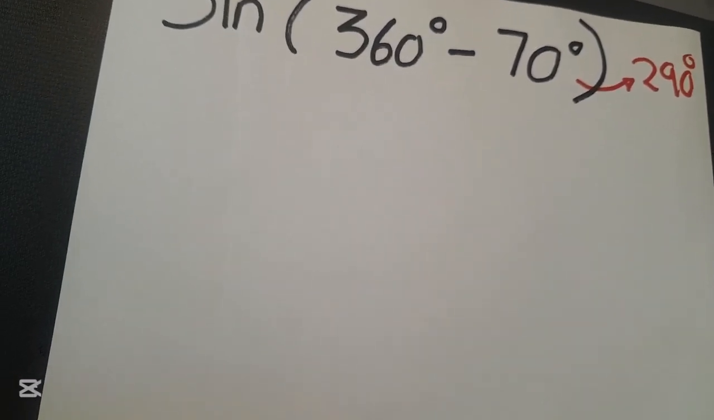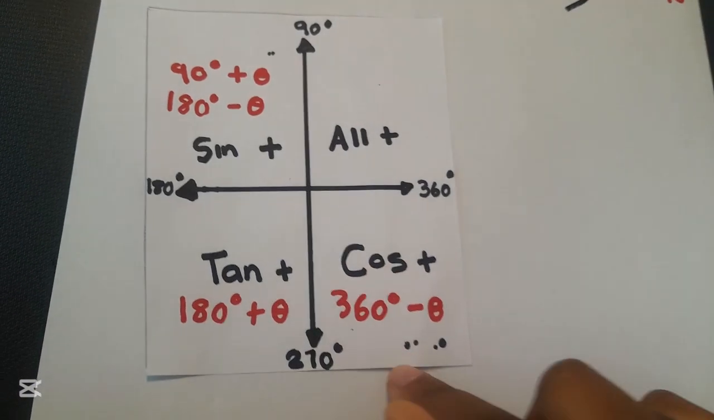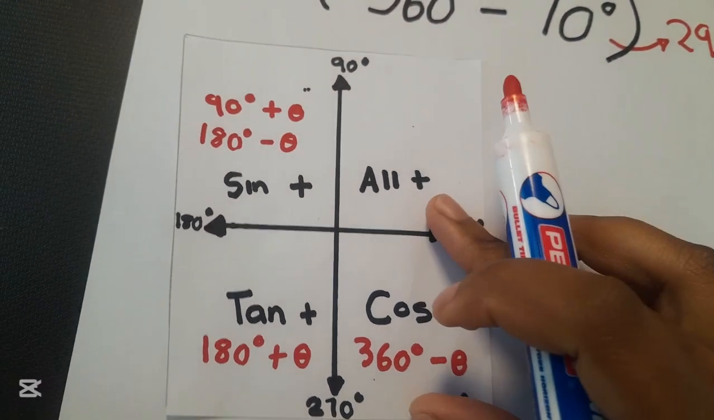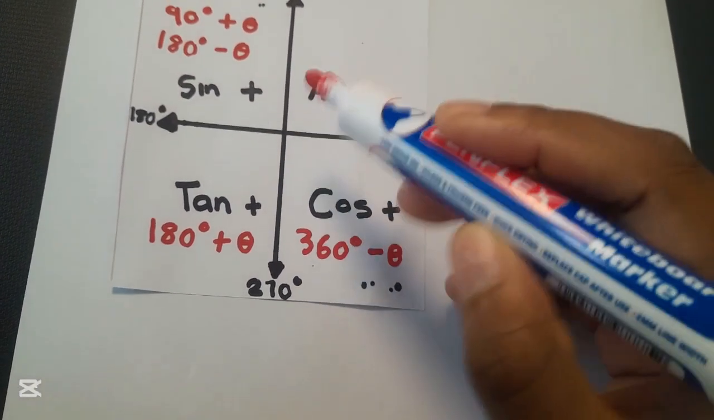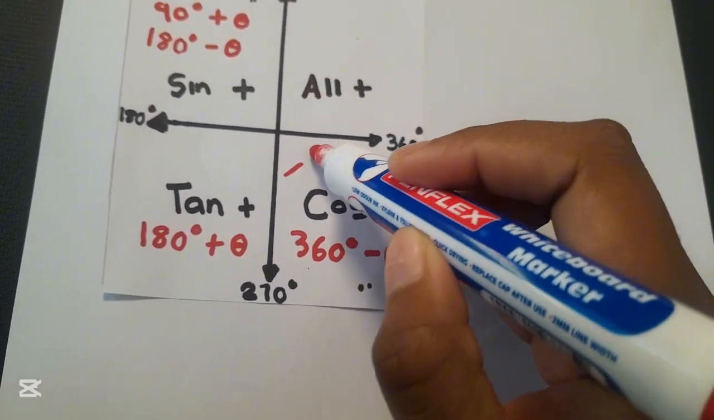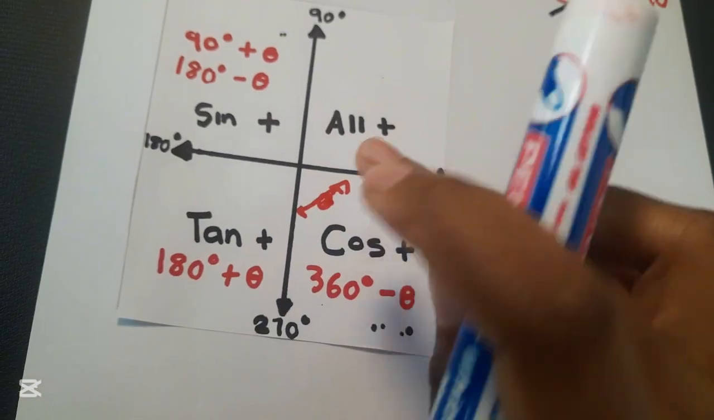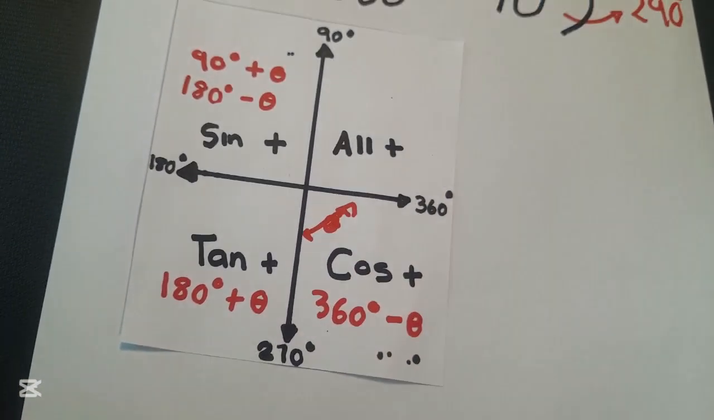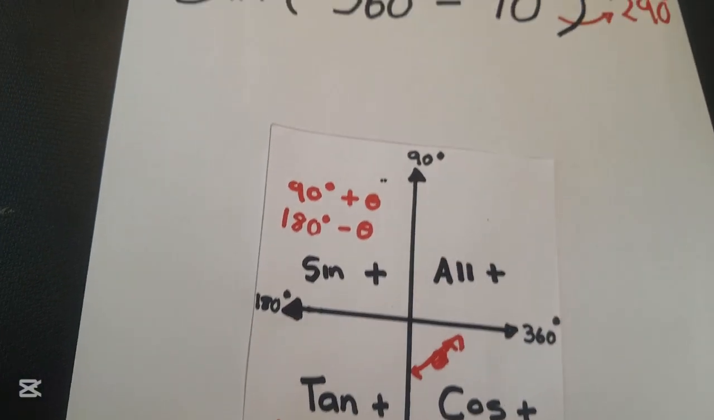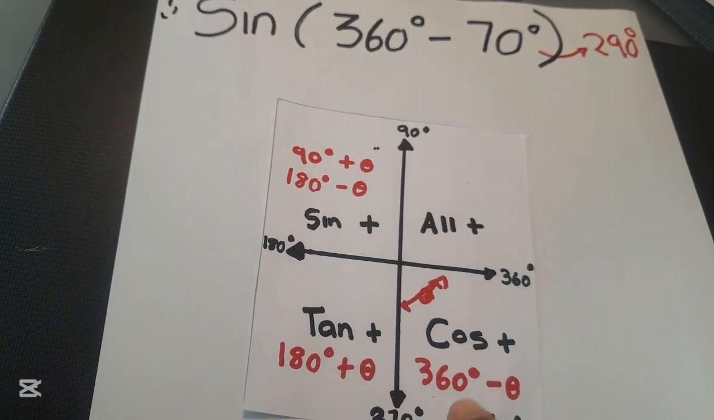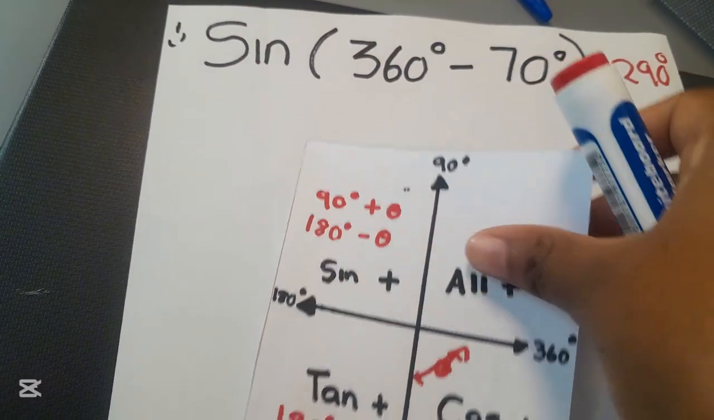When it gives you that value, you come here and consult your CAST diagram. On the CAST diagram you can see that 290 degrees lies between 270 and 360, which means it lies in this portion here. In this portion, which is the fourth quadrant, we know that only cos is positive. Anything other than cos becomes negative.